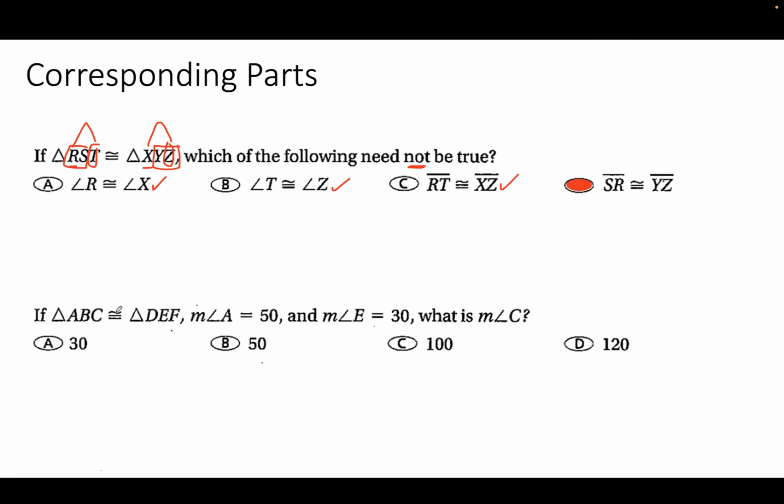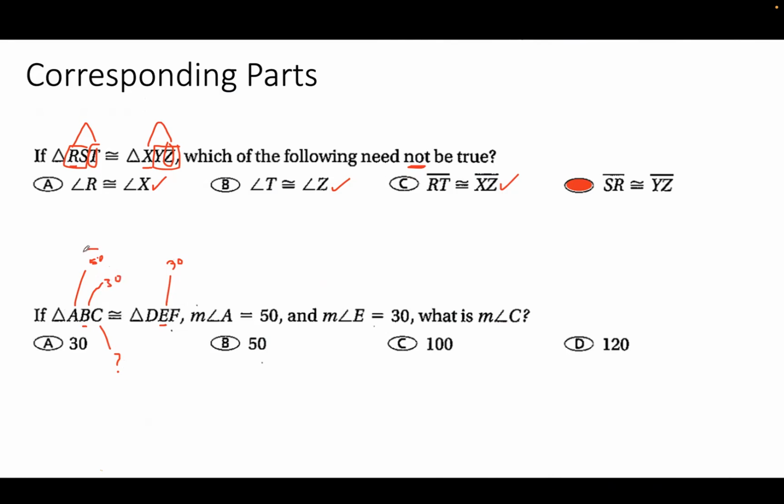Okay, if I look at number two here, ABC is congruent to DEF. It tells me the measure of A is 50 degrees, so A is going to be 50 degrees. Measure of E is 30 degrees. And what is the measure of C? So we're looking for angle C here. I know I have my triangle sum theorem, so all three angles on my triangle have to add to 180. I know A is 50 degrees. B is the second letter, so that corresponds to the second letter here, E. So if E is 30 degrees, that's congruent to angle B, so this would also be 30 degrees.